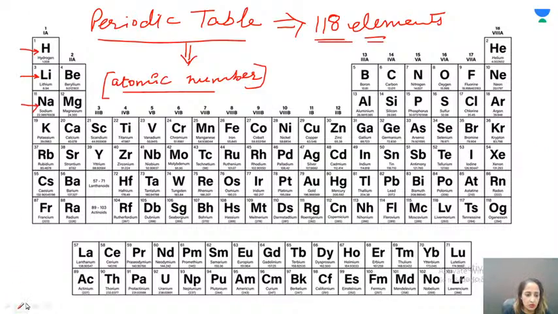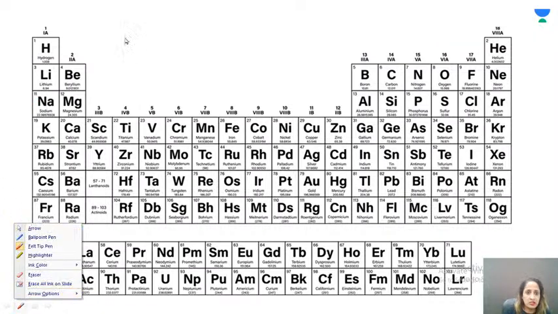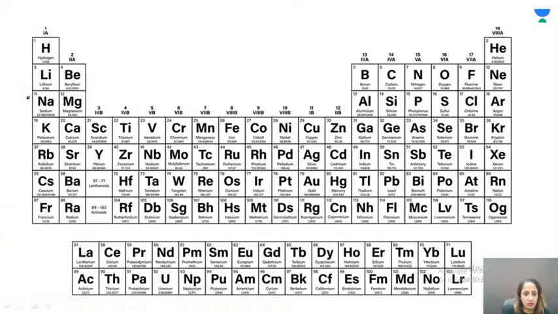Okay, now let me erase this real quick. Now we will see what these are. We have understood that all the elements we see, like hydrogen, lithium, beryllium, sodium, magnesium, all these are symbols, and in the periodic table they are given numbers. Here is the atomic number, and over here is the atomic mass.